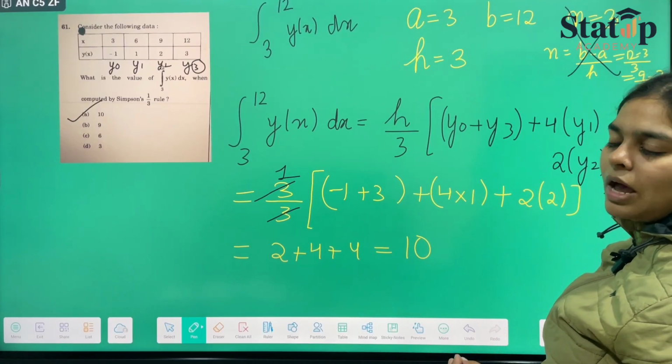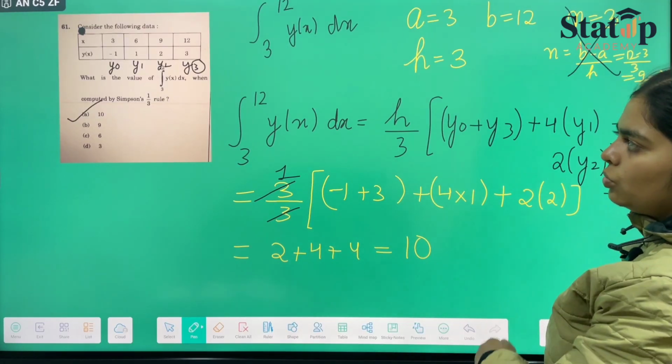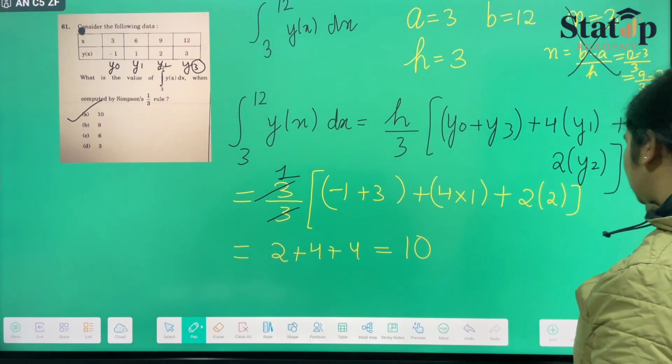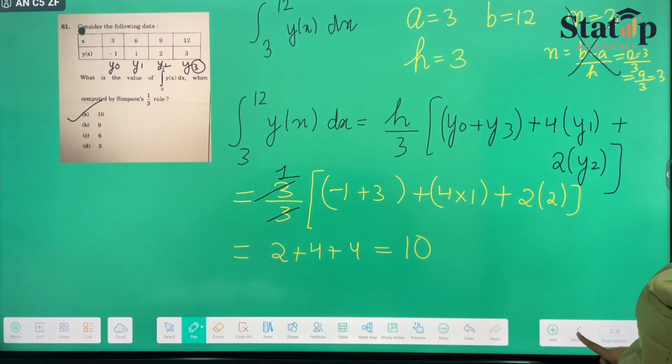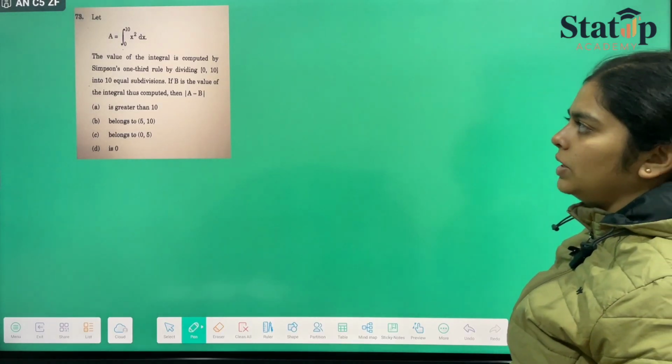Otherwise they would just have given us f(x) and we would have to make the table and then do all of them as well. That would require much more time than this. I hope that this question is clear. Now moving forward to another kind of question.